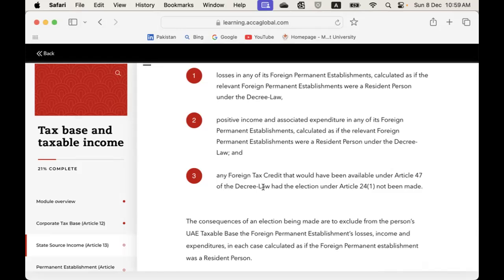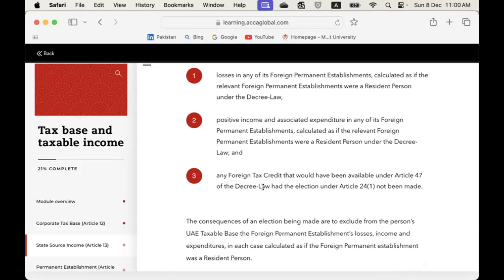The first scenario would be to prepare your tax return by including the income and expenses of Oman in the UAE books, in the UAE corporate tax return, and see what the overall tax liability is. The second scenario is to keep those income and tax credits in Oman out of the books of the UAE, then prepare the corporate tax return of the UAE and see what the overall tax liability is.